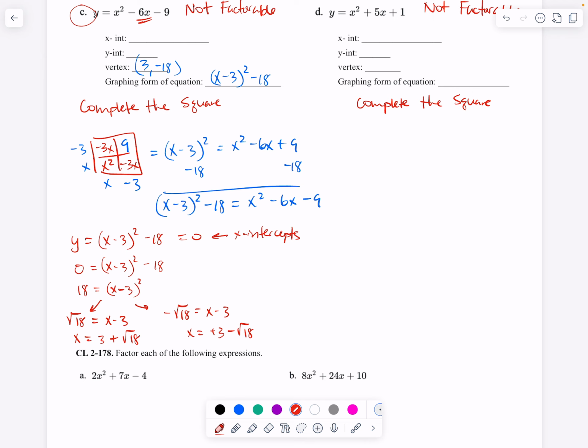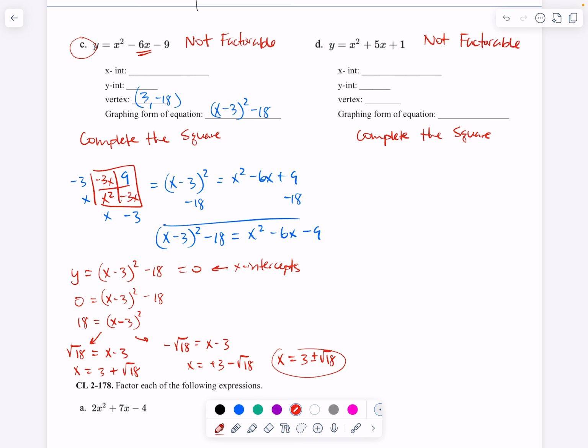In other words, x equals 3 plus or minus the square root of 18. So x equals 3 plus or minus the square root of 18 is a way of saying both at the same time. And those are going to be like decimal values, so you can sort of estimate where they are on the graph. And I feel like this is still confusing, so I'm going to write it like this: 3 plus the square root of 18, comma 0, and 3 minus the square root of 18, comma 0. So those are my x-intercepts.